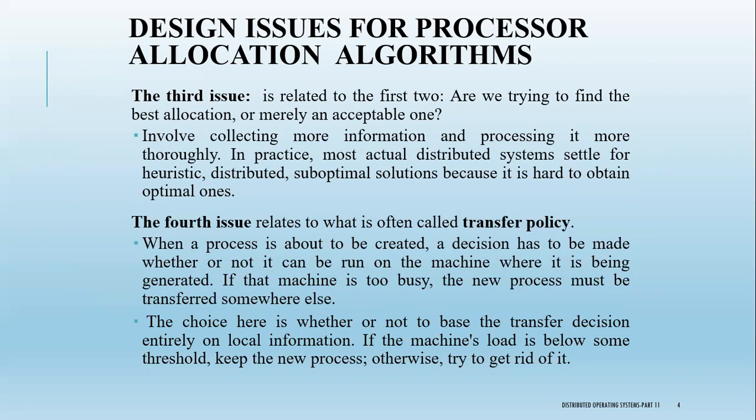The fourth issue relates to what is often called transfer policy. When a process is about to be created, a decision has to be made whether or not it can be run on the machine where it is being generated. If that machine is too busy, the new process must be transferred somewhere else. The choice here is whether or not to base the transfer decision entirely on local information. If the machine's load is below some threshold, keep the new process, otherwise try to get rid of it.